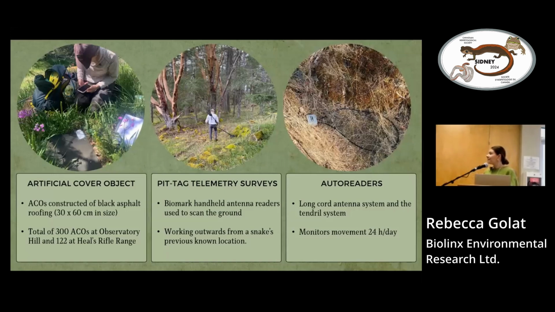There's three main methods that we use for mark-recapture. The first, one of the most important, is our artificial cover objects. These ACOs are black asphalt roofing that we place on our site, about 300 ACOs at Observatory Hill and 122 at Heels. I think without these, we wouldn't be able to find any snakes. One time I found one under a rock, and then I looked under like 1,000 more rocks and never found one. So our ACOs are really important.